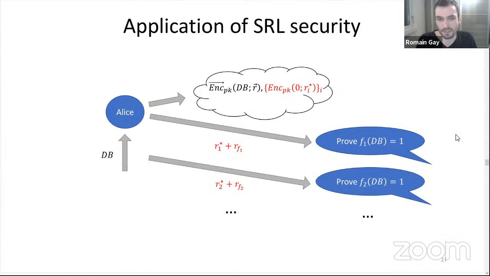And then Alice can actually give many proofs many times for many statements, and it will be short. So of course you can do this with DV SNARG, but this is a very simple and efficient way to do it. But of course, you need to require that Alice is trusted and computes all of this encryption of zero beforehand. All right, kind of an application of SRL.